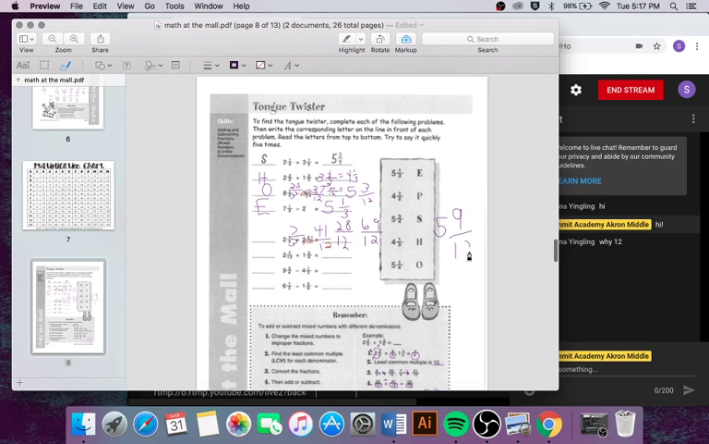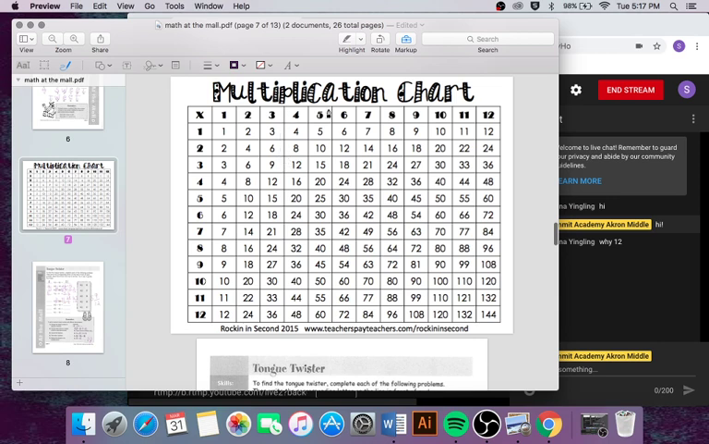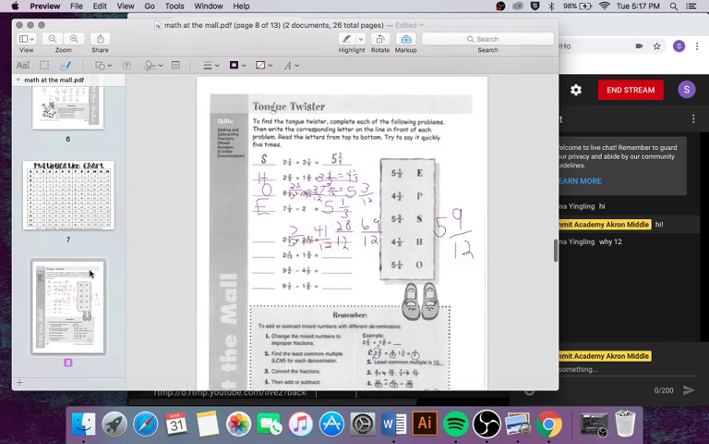But that is not in simplest terms. So now we need to reduce our fraction. We need to figure out what number goes into both 9 and 12. So if we go back over here, 3 goes into both 9 and 12. 3 times 3 is 9, and 3 times 4 is 12. So our fraction would be reduced to 5 3/4.